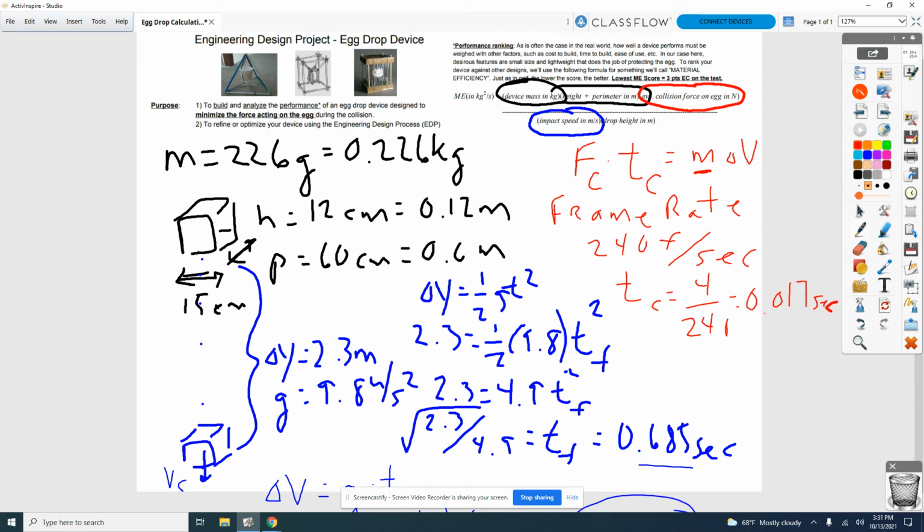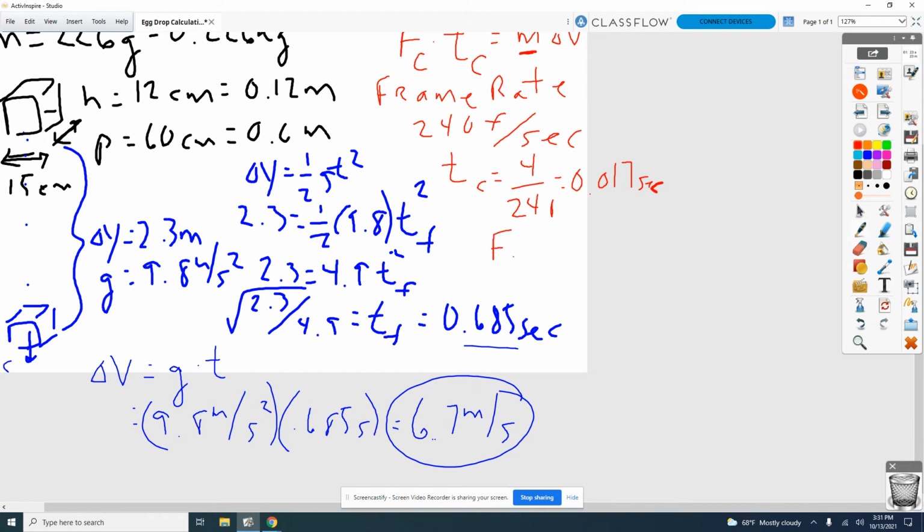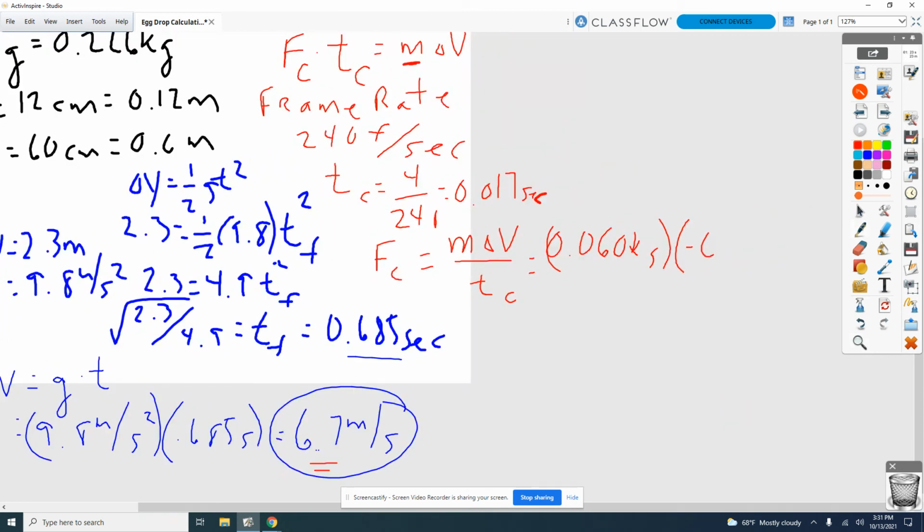I'm going to put that into kilograms, and then I'm going to solve that for the force of the collision. We're running out of space there, so let me move this over just a little bit. The force of the collision equals m delta v divided by the time of the collision. Now the mass of the egg, pretty much all the eggs are about the same, 0.060 kilograms. Now the change in velocity, it hit at 6.7 meters per second and it came to a stop. So I'm going to put that change of velocity in. I can put it in as a negative 6.7 meters per second. The negative denotes that it was in the upward direction, it was slowing down.